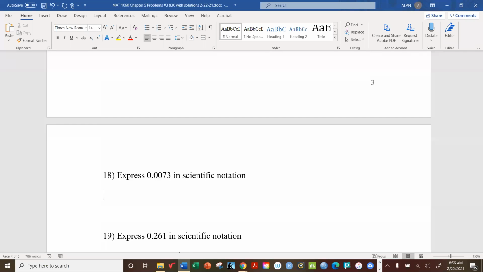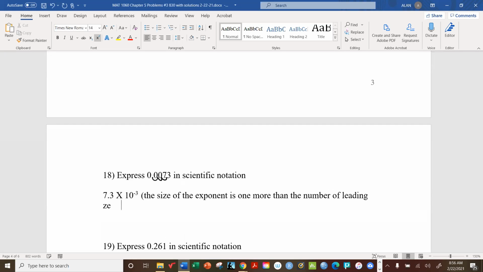Now here we're going to need 7.3 times 10 to some negative power. There's a few ways of approaching this one. Let's try this. 1, 2, 3. Okay, 3 places means -3. Or if you note, and this is something that might help you, the size of the exponent, forgetting the negative, is 1 more than the number of leading zeros. So here we had 2 leading zeros, which implies -3 here. And again, there's a double check.